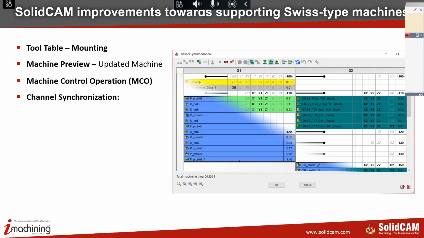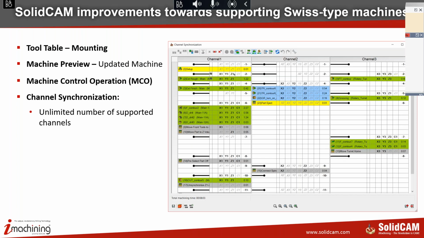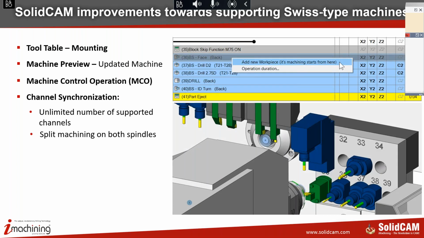Then we have channel synchronization. In this picture, I tried to show the differences between the previous versions and channel synchronization as it is today, where the biggest change we implemented is that more than 2 channels are possible. So we say an unlimited number of supported channels. We have split machining on both spindles, the feature that I mentioned before also. So basically you can split the program anywhere you want in order to get continuous machining on the machine.